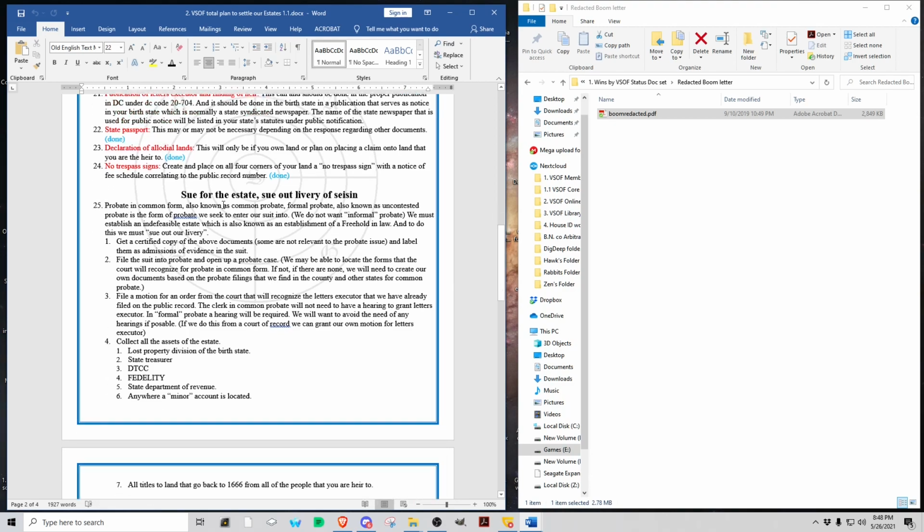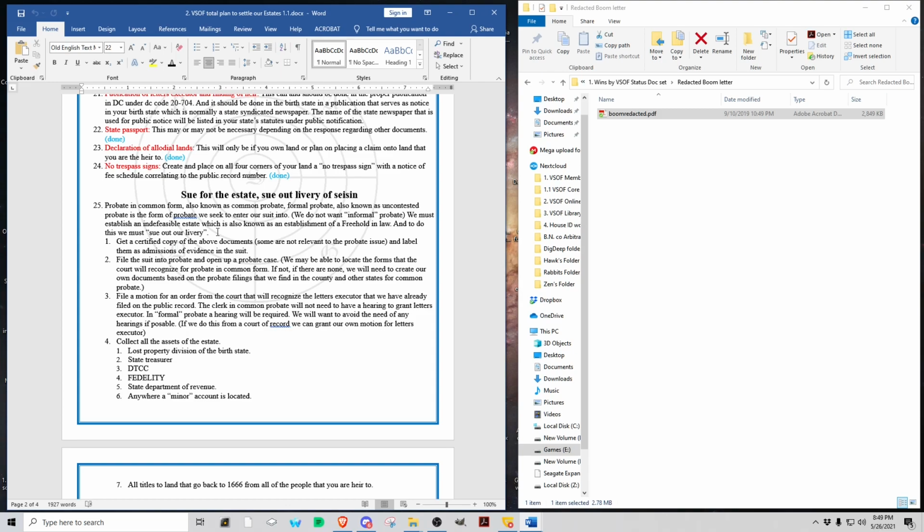Now, this process is not finished. I'm working with a couple other people about how we want to do this. But we're going to do probate in common form, also known as common probate or formal probate, also known as uncontested probate, is the form of probate we seek to enter into as far as where we're going to put and file all of our status docs and say, we are here to settle this estate. Right? I'm the executor and so on and so forth.